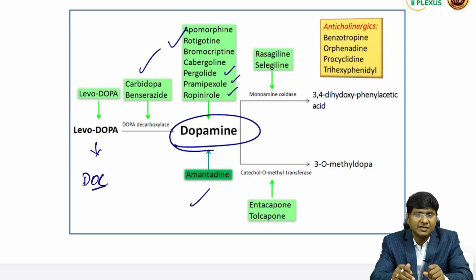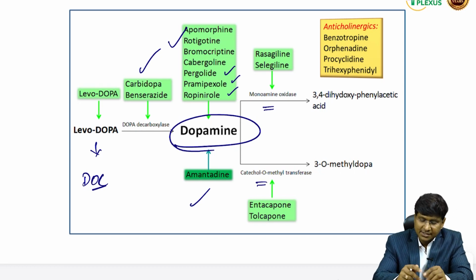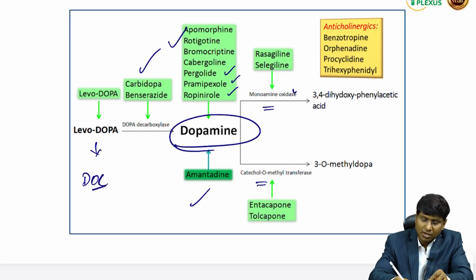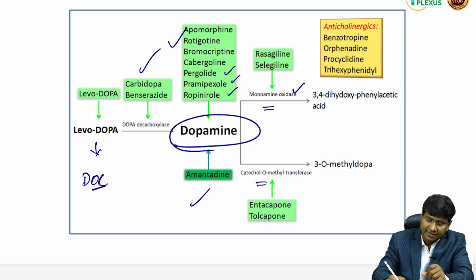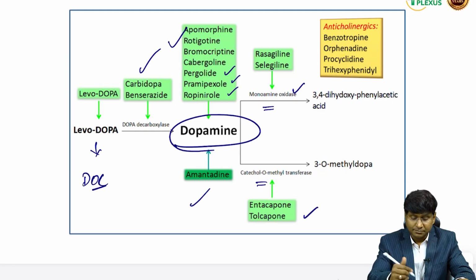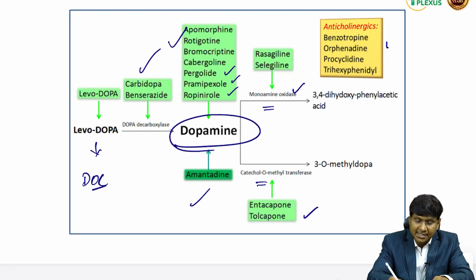And this dopamine within the brain can undergo metabolism by two important enzymes, that is monoamine oxidase as well as catechol O methyl transferase. So the monoamine oxidase inhibitors are rasagiline and selegiline, and the catechol O methyl transferase inhibitors include entacapone as well as tolcapone. By giving these drugs, dopamine will not be metabolized and the levels of dopamine will be elevated within the brain, and the features of Parkinsonism will come down.